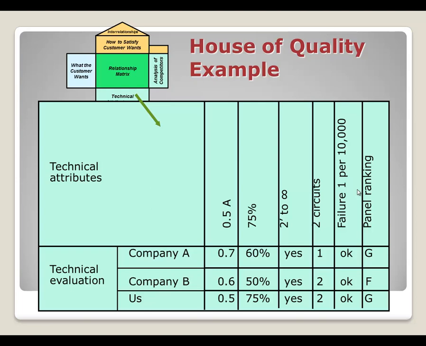Then we need to include the technical attribute of product and the technical evaluation for your company versus the other companies, and you can see that you are doing good compared to them. So you're 75% compared to 50% or 60% from the other two companies, and this is where you need to be. Always you need to be at the top and better with the quality, with the design, with the production than other companies.